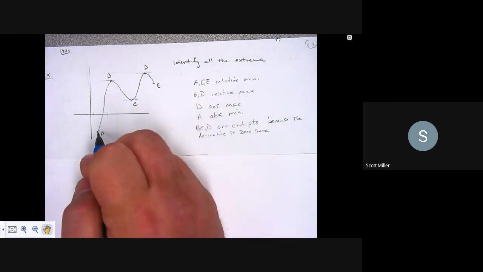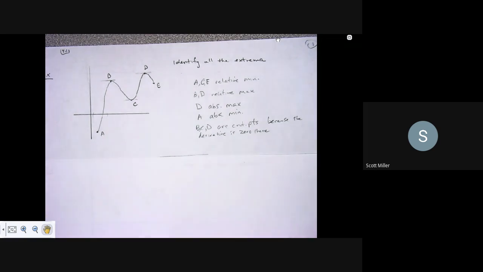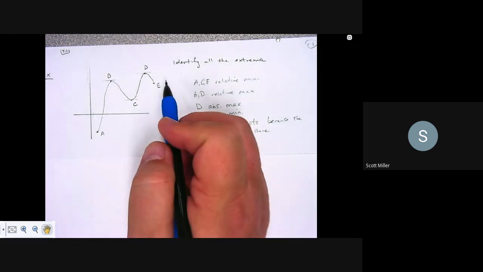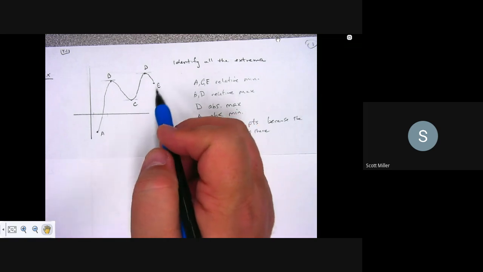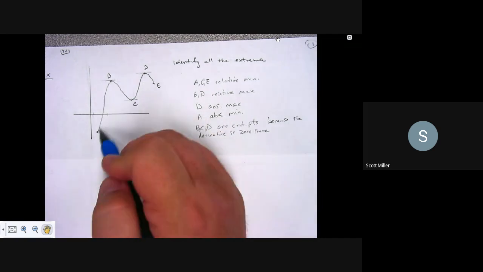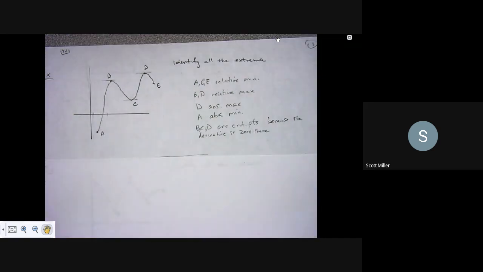Now, what about these endpoints here? Well, we just don't know. For A and E, the derivative could be 0 there, but we can't tell. They're just the endpoints. We do not know if the derivative there is 0. I'm not saying that these can't be 0. I just don't have enough information at this point.